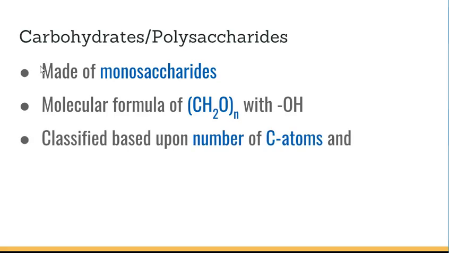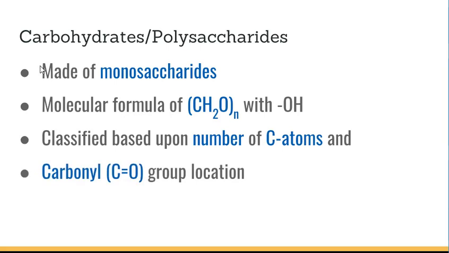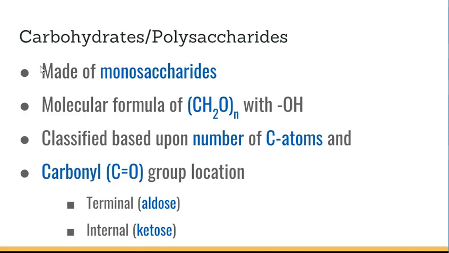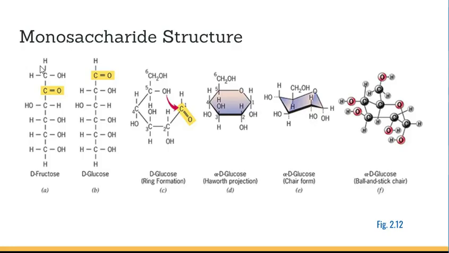Monosaccharides are primarily classified based upon the total number of carbon atoms. For example, a monosaccharide with 3 carbon atoms is a triose, 4 a tetrose, 5 a pentose, and 6 a hexose. Monosaccharides are also classified based upon the location of a carbonyl group. If the carbonyl group is at the end, it's an aldose. If it's internal to the carbon skeleton, it's a ketose.